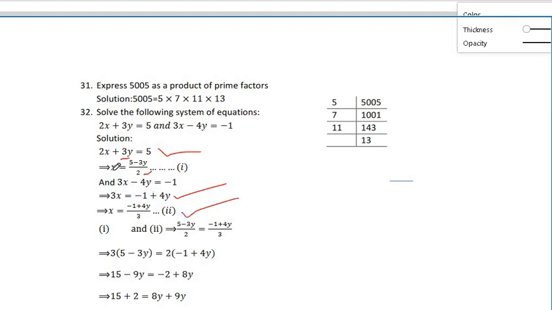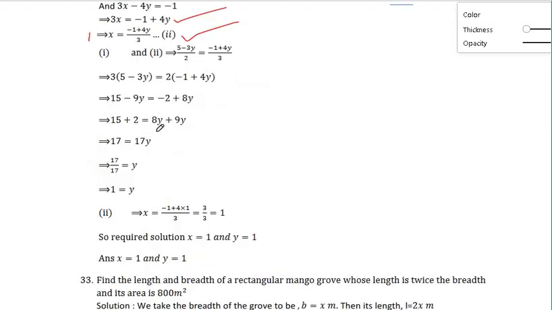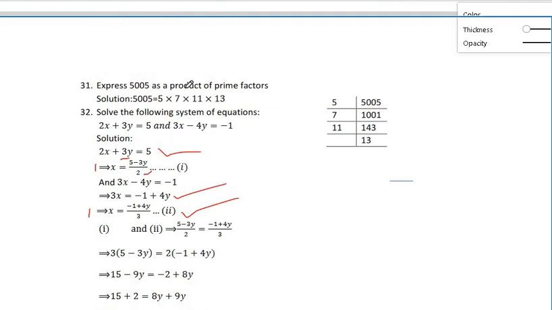Now from the first, the coefficient of x is 1, and from the second also the coefficient of x is 1. So the coefficients are equal. Now we can equate from 1 and 2: (5 minus 3y) by 2 equals (minus 1 plus 4y) by 3, because x will take the same value. If x is 1 here, then here also 1. So if the left hand sides are equal, then automatically the right hand sides will be equal.